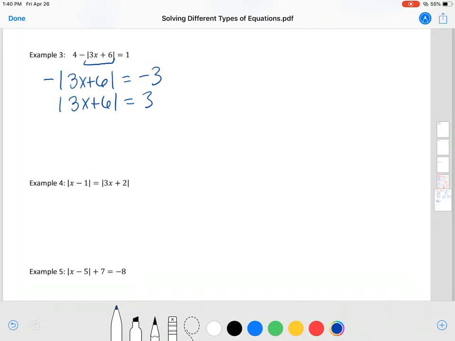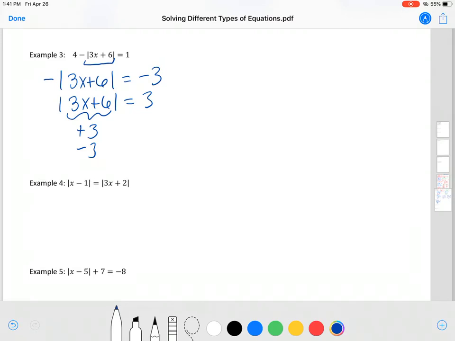Now, it's just coincidental that a lot of these are working out so that it's equal to 3 on the other side. It doesn't always happen that way. It's just coincidental in the problems that I picked. Okay, so whatever's inside here needs to be either plus 3 or minus 3. So that way, when I take the absolute value, I would get 3.